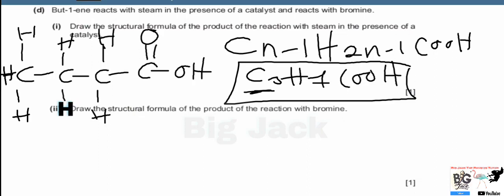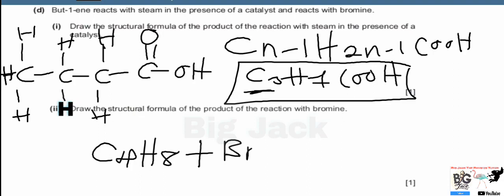Then as for Roman numeral 2, draw the structural formula of the product of the reaction with bromine. So butene, C4H8, has been reacted with bromine. Bromine exists as a diatomic molecule. So what is going to be produced here? It is dibromobutene and hydrogen.